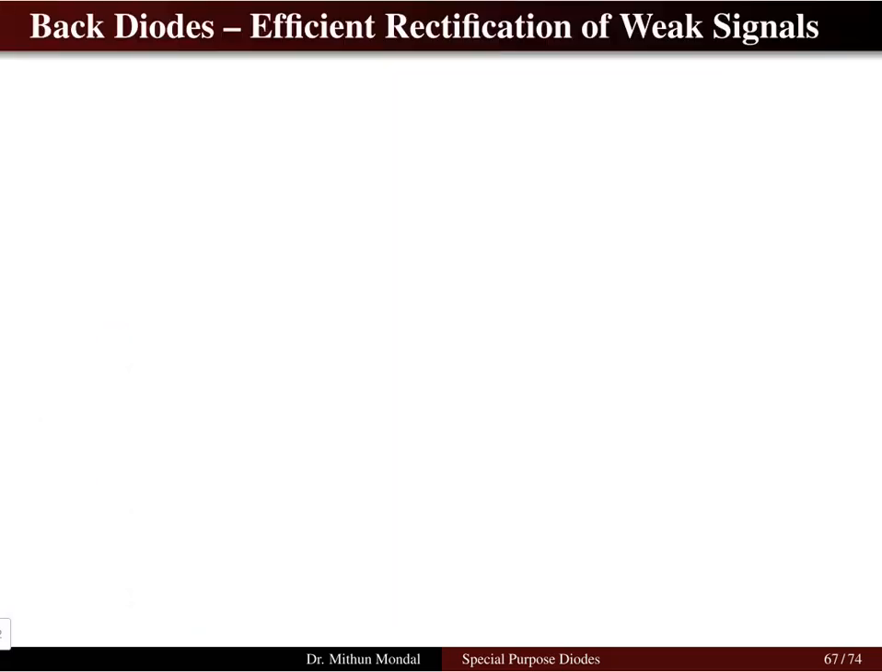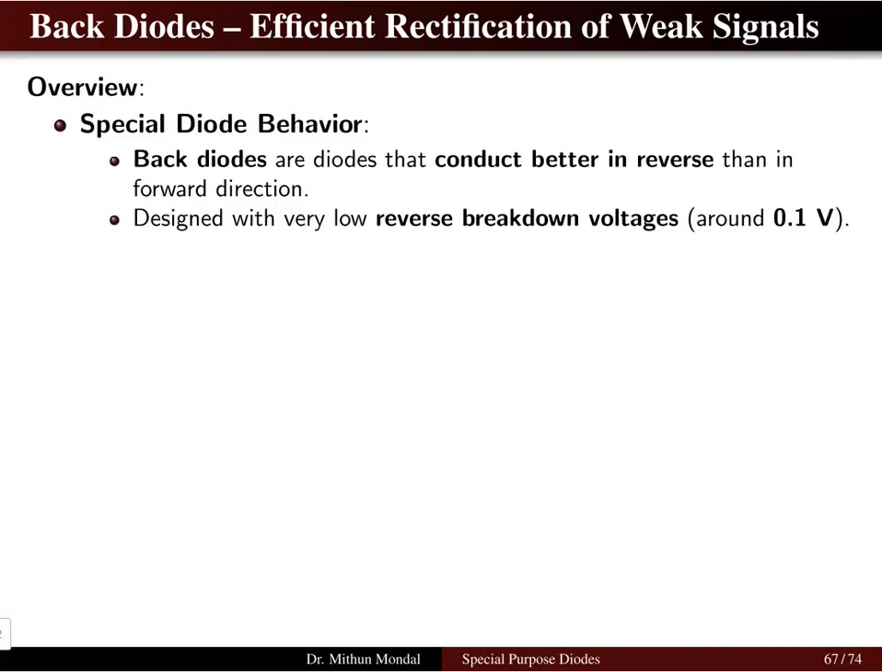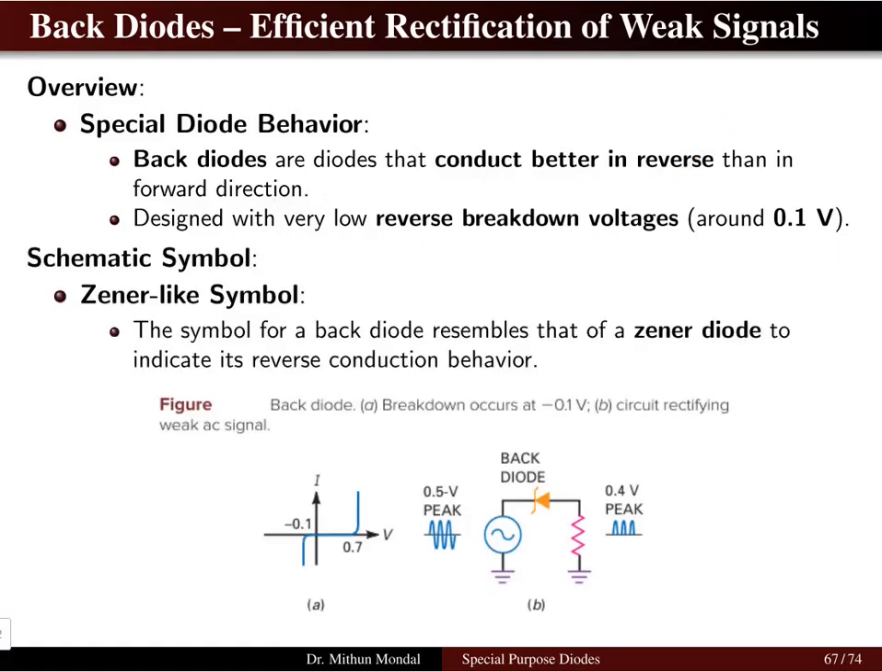Another type of diode is the back diode, which is efficient at rectification of weak signals. These diodes conduct better in the reverse direction than in the forward direction, and they have a very low reverse breakdown voltage of around 0.1 volt. The schematic symbol of the back diode is similar to that of a Zener diode, to indicate its reverse conduction behavior.